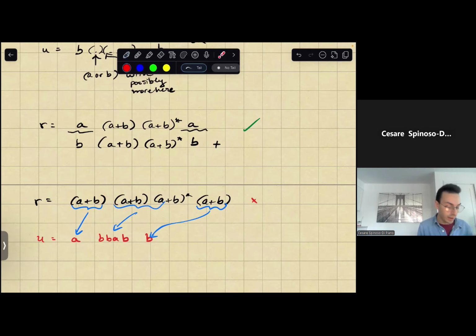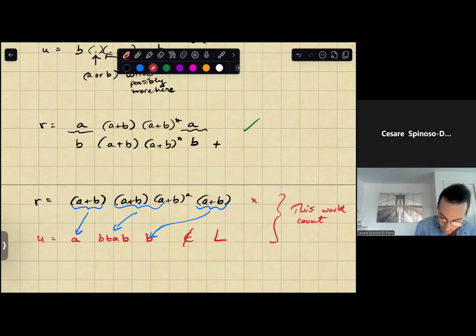So this regular expression describes strings, in particular this one, but this string is not in the initial language L, right? And so that's a problem because then I would have a false positive, right? So this would count as a false positive.